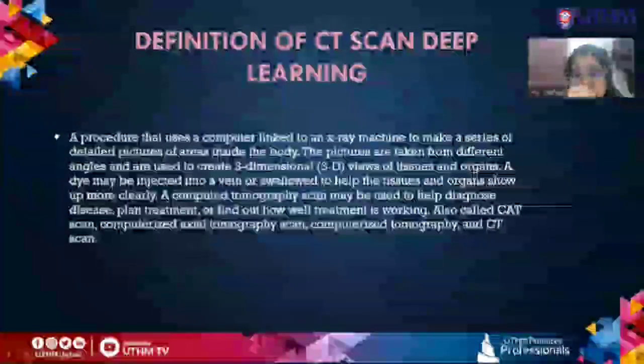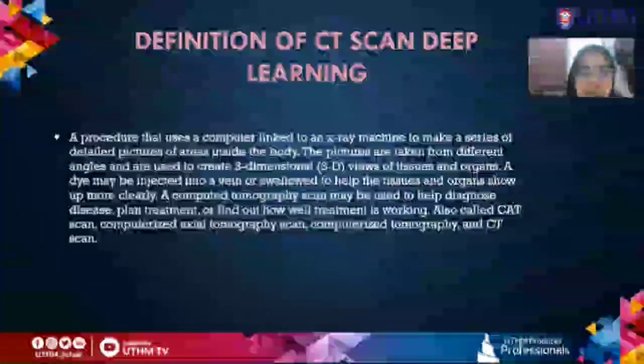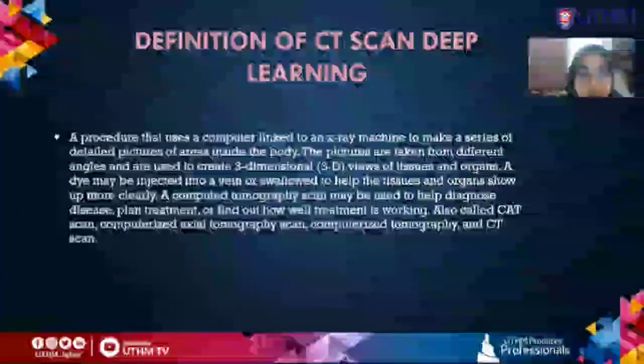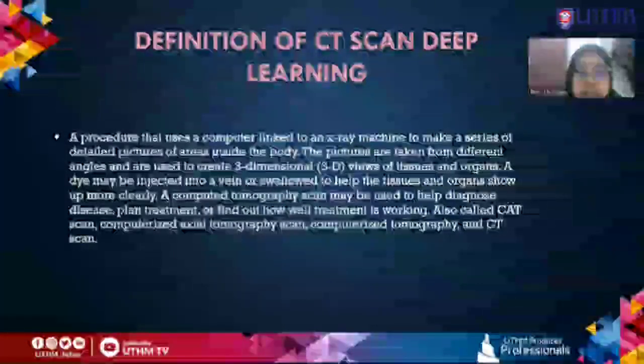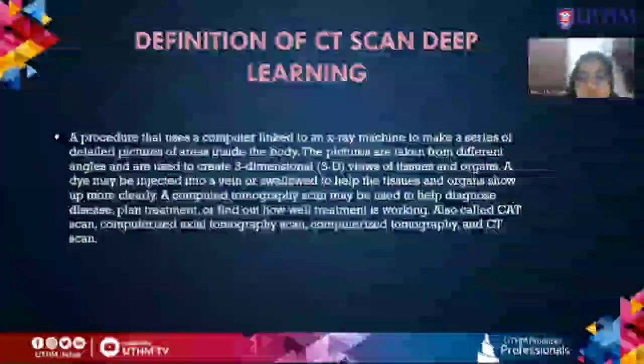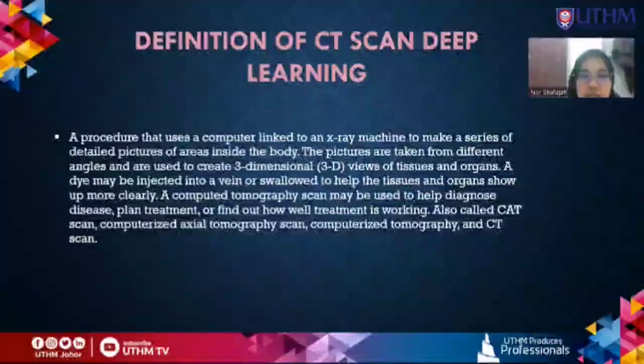So I will explain the definition of CT scan deep learning. A procedure that uses a computer linked to an X-ray machine to make a series of detailed pictures of areas inside the body. The pictures are taken from different angles and are used to create a three-dimensional 3D view of tissues and organs. A dye may be injected into a vein or swallowed to help the tissues and organs show up more clearly. A computed tomography scan may be used to help diagnose disease, plan treatment, or find out how the treatment is working. Also called CT scan, computerized axial tomography scan, and computerized tomography.